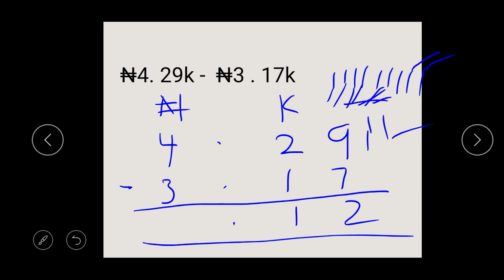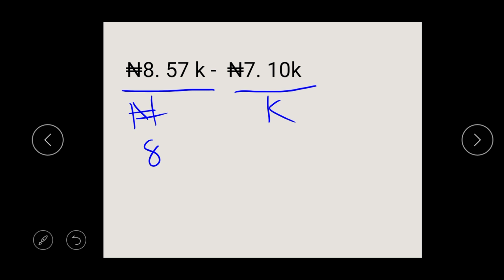Now this one says 4 minus 3. Count 4, remove 3. 1, 2, 3, 4. Remove 3, 1, 2, 3. Count the remaining 1. We have 1. So the answer is 1 Naira 12 Kobo. So let's move to the next one. We have 8 Naira 57 Kobo minus 7 Naira 10 Kobo. Now you have your Naira, then you have your Kobo. Then you have 8 Naira 57 Kobo minus 7 Naira 10 Kobo.